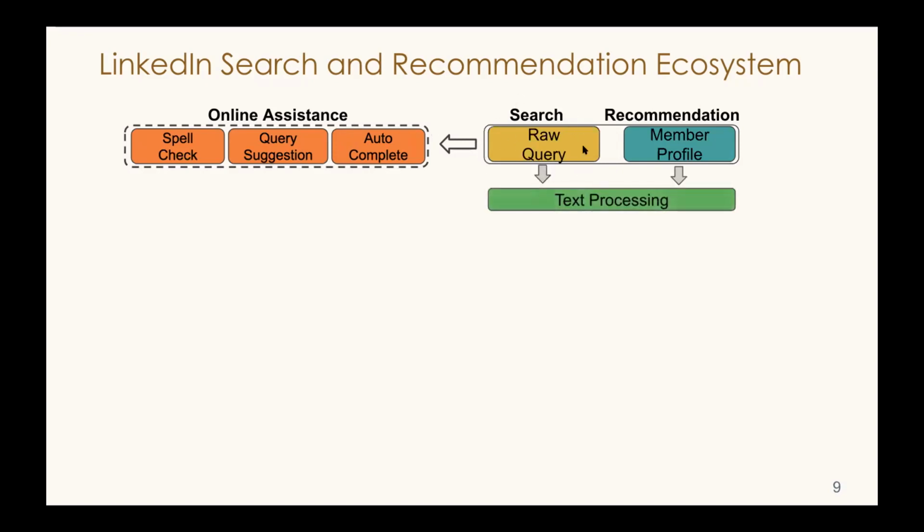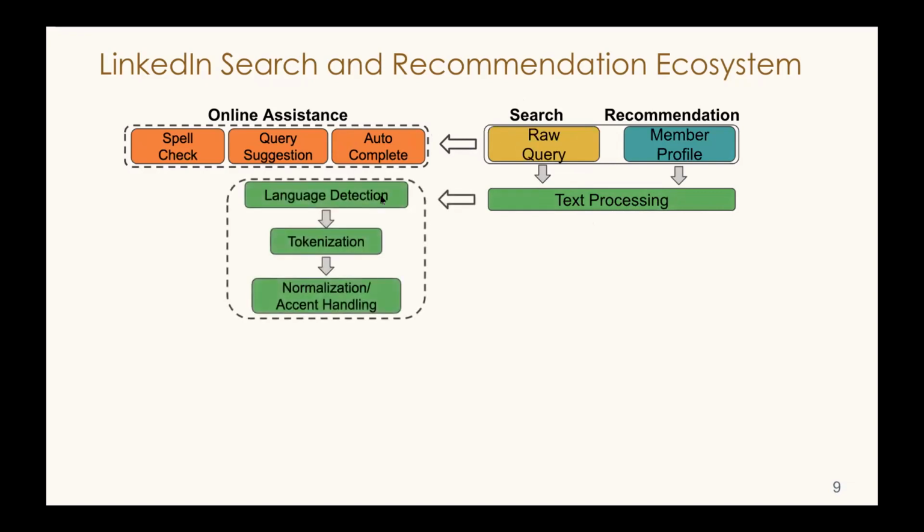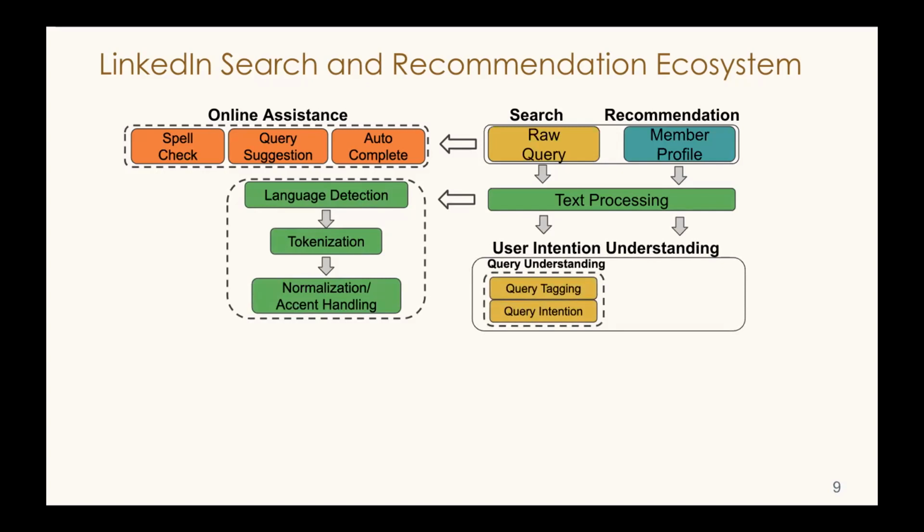Now, these are online assistants starting from an input raw query. Once we get this raw information from the user, we need to do some fundamental text processing. Typically, this includes language detection, tokenization, and normalization, accent handling. After all this is done, it's time for us to understand what the user really wants. User intention understanding is one of the most critical parts here. In search, because we have the query, this topic usually refers to query understanding, and the typical components include query tagging and query intention.